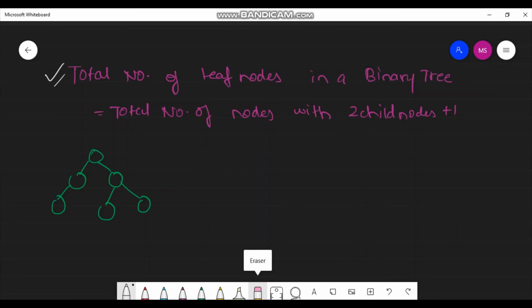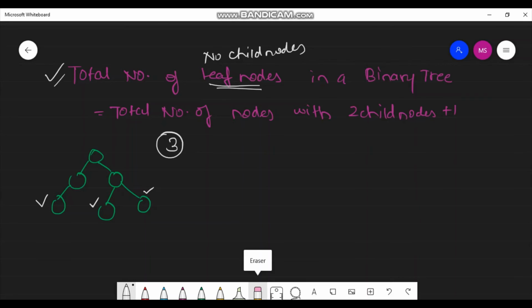So there is another formula, for the total number of leaf nodes. What are leaf nodes? Leaf nodes are nodes which don't have child nodes. Okay, no child nodes. So these are leaf nodes. We can actually know how many leaf nodes there are. Here we can see this is a leaf node, this is a leaf node, and this is a leaf node, right? So there are 3 leaf nodes.